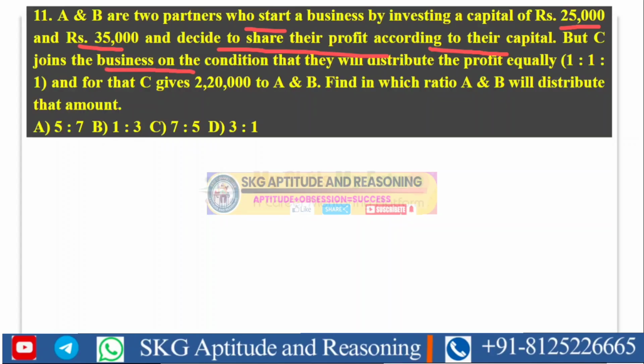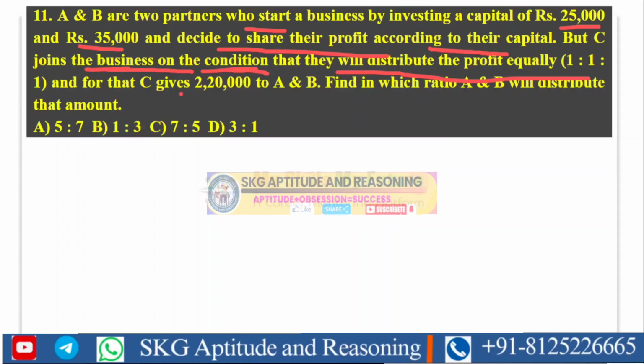Initially only A and B are in the business, so they decided to share capital on their investment ratio. That is, whatever the investment ratio is, on that ratio only the profits are distributed. But later some other person C joined the business on one condition. What is that condition? They will distribute the profit equally. So the profit has to be distributed equally.